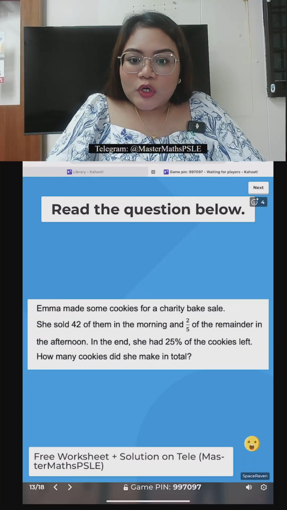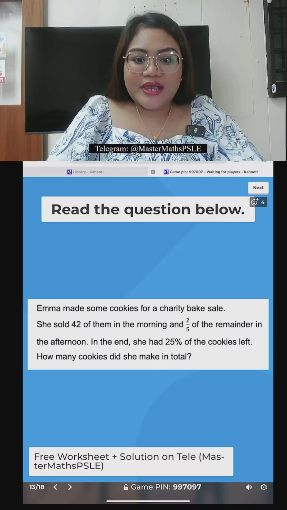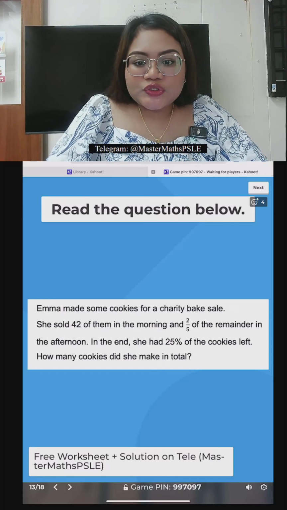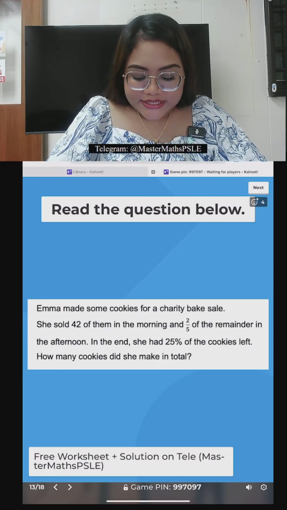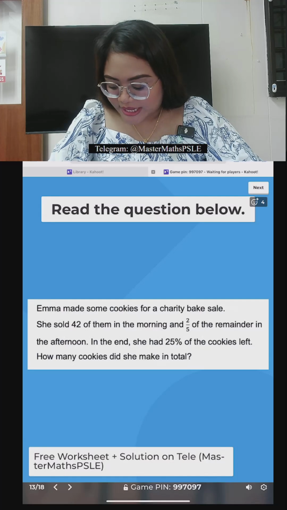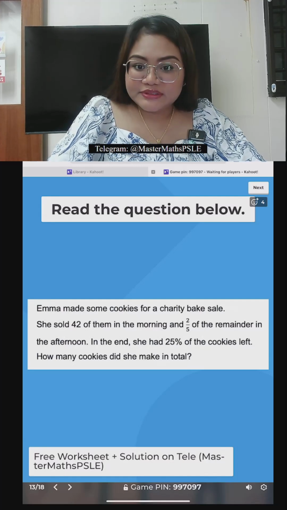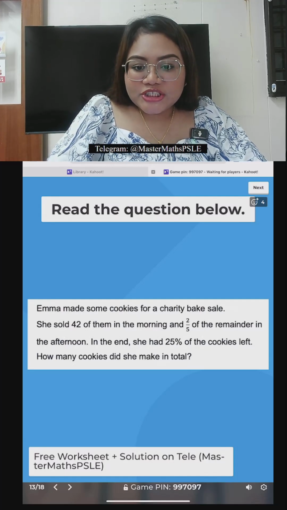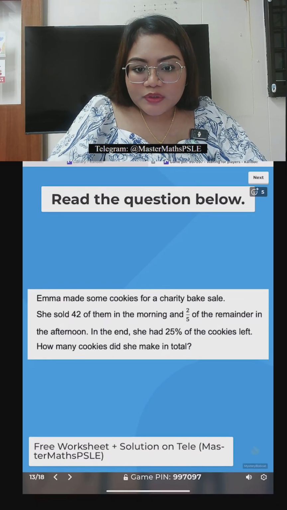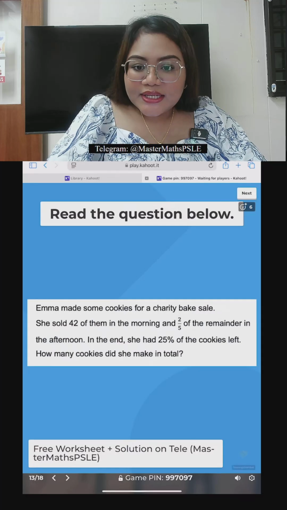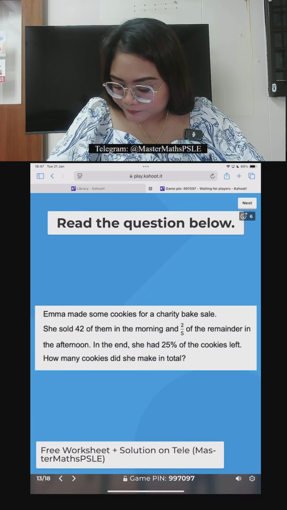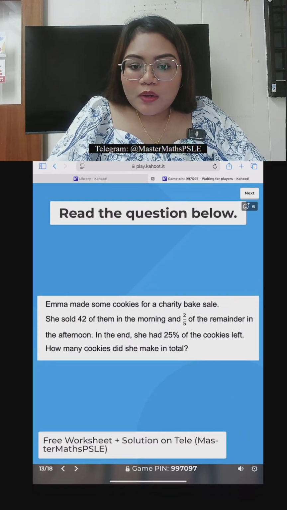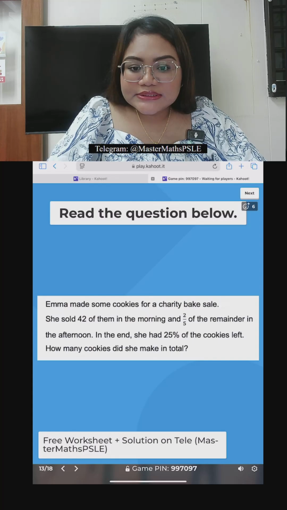So Linda made some cookies for a charity bake sale. She sold 42 of them in the morning and two-fifths of the remainder in the afternoon. In the end, she had 25% of the cookies left. The question is asking, how many cookies did she bake in total? So how do we solve this?